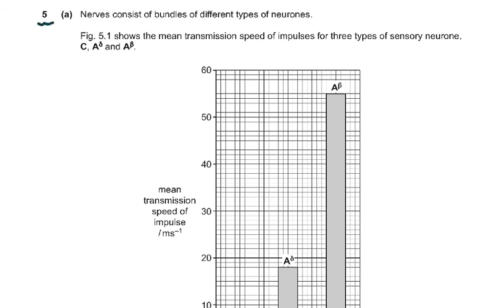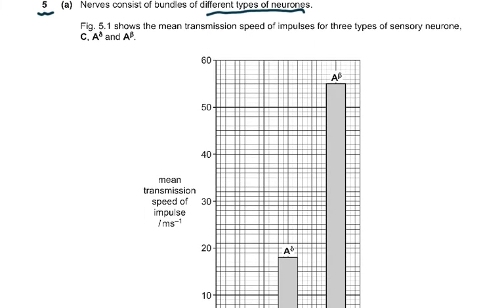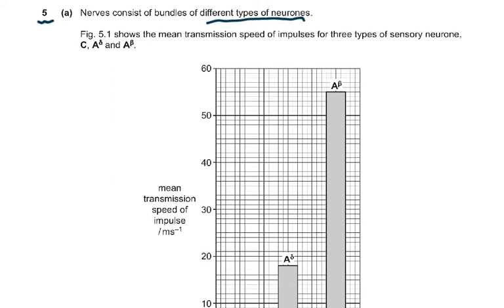Now coming to question number 5a. Nerves consist of bundles of different types of neurons. Figure 5.1 shows the mean transmission speed of impulses for three types of sensory neurons, C, A delta and A beta.